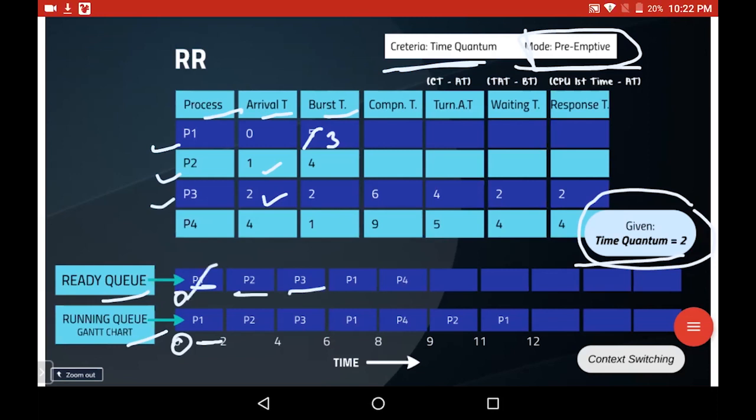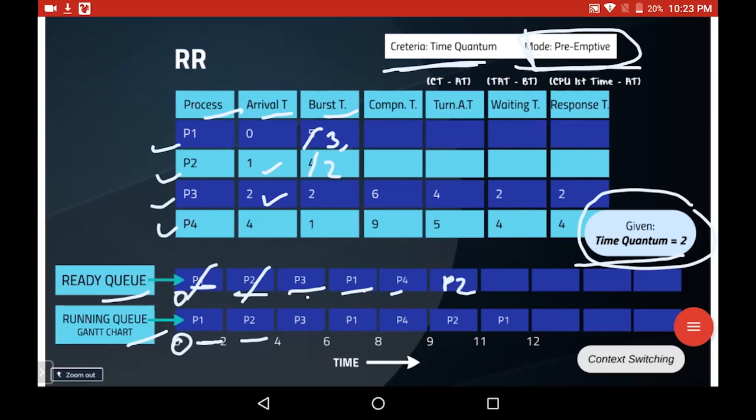P1 is executed, so we cut this, and then we see: is P1 left? Yes, 3 units of time are left. So P1 will again come in the ready queue. Now P2 will execute for 2 units of time. Is P2 left? Yes, 2 units of time left, so we cut P2. Till 4, did any other process arrive? Yes, P4 also arrived at 4. So we consider first P3, then P1, which was already in the queue, then P4, and now after P2 is cut, we add P2 here also.